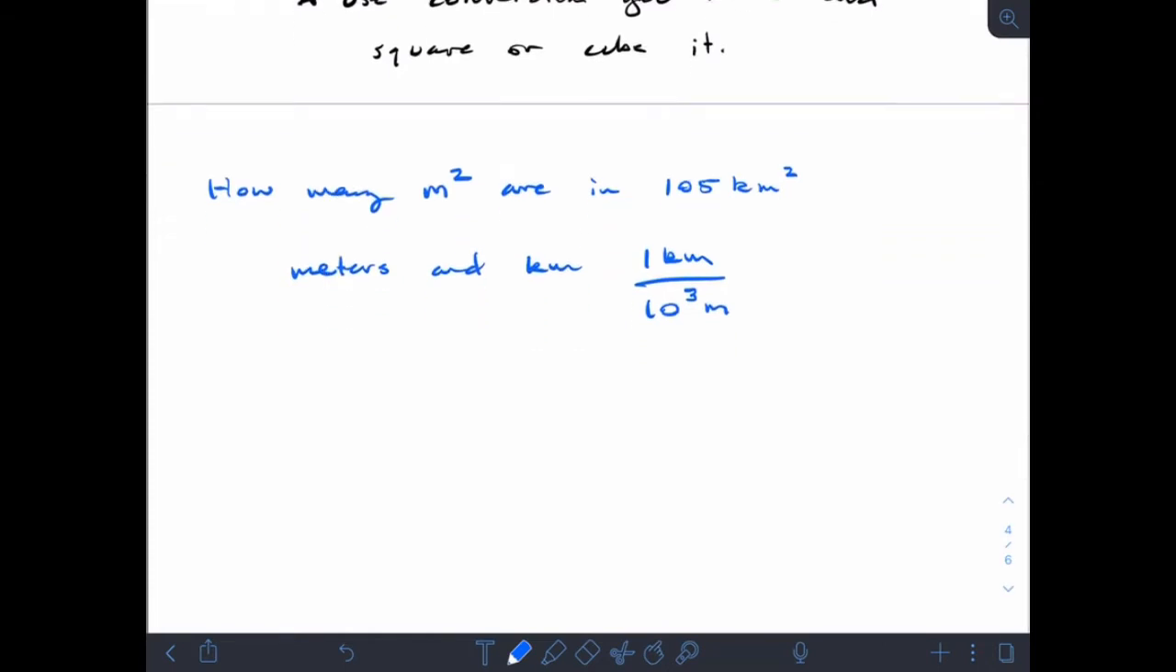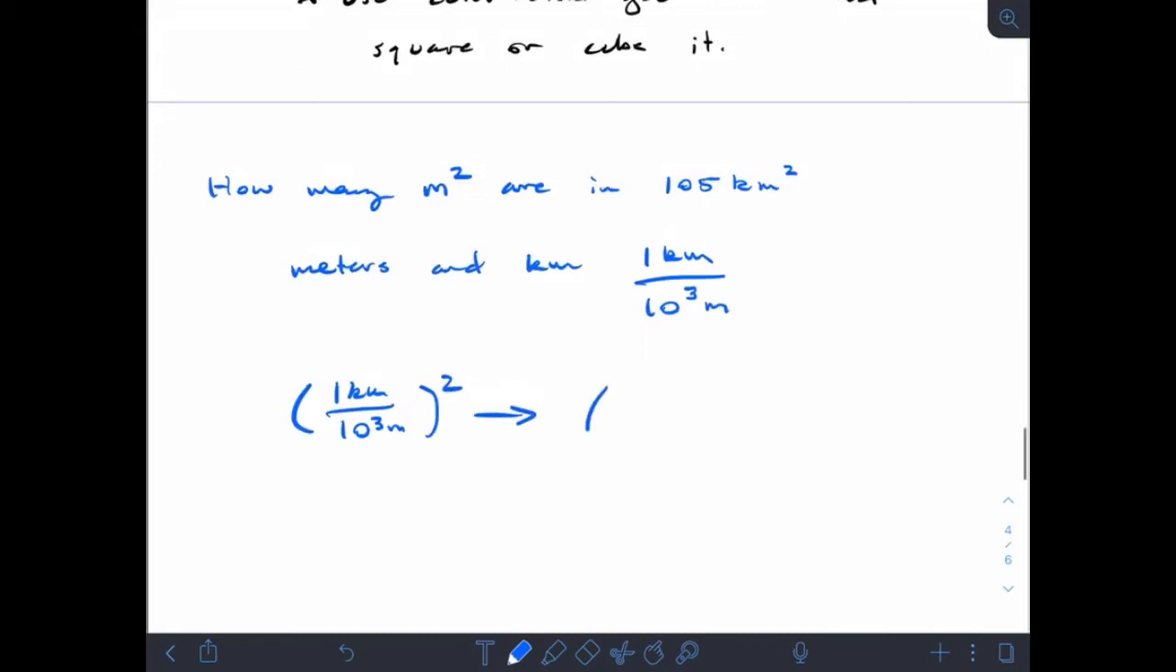So all I have to do is take that conversion and square it. So 1 km over 10 to the 3 meters, and I square the whole thing. So what it becomes is 1 square kilometer over 10 to the 6 square meters. If you square the entire quantity, you have to square both the things.